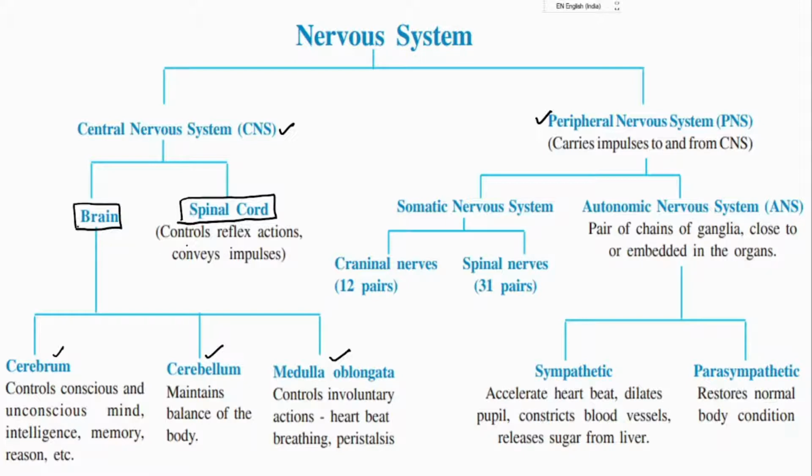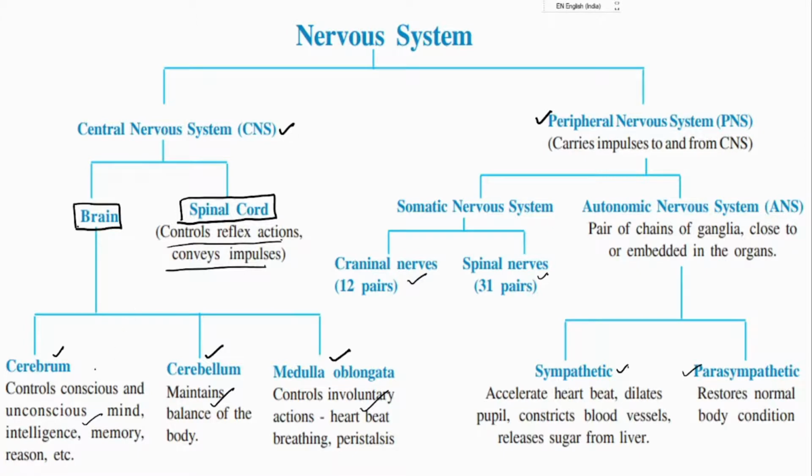Now the spinal cord controls reflex actions and conveys impulses. Cerebrum is related to all these functions, friends. Cerebellum is related to this. Medulla oblongata is related to this. Don't worry about this. I will take each and every part and explain everything clearly, friends. Next is the somatic nervous system, which consists of cranial nerves and spinal nerves, friends. The autonomic nervous system consists of two parts: the sympathetic nervous system and the parasympathetic nervous system. What are the sympathetic and parasympathetic? We will see. What is the somatic nervous system? What is the autonomic nervous system? We'll check it.